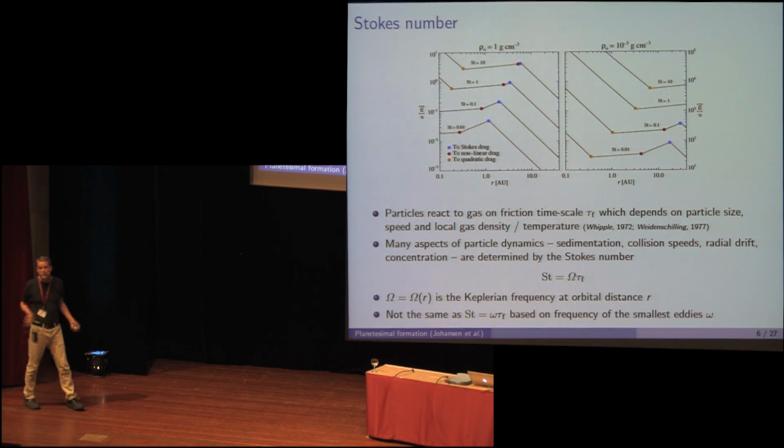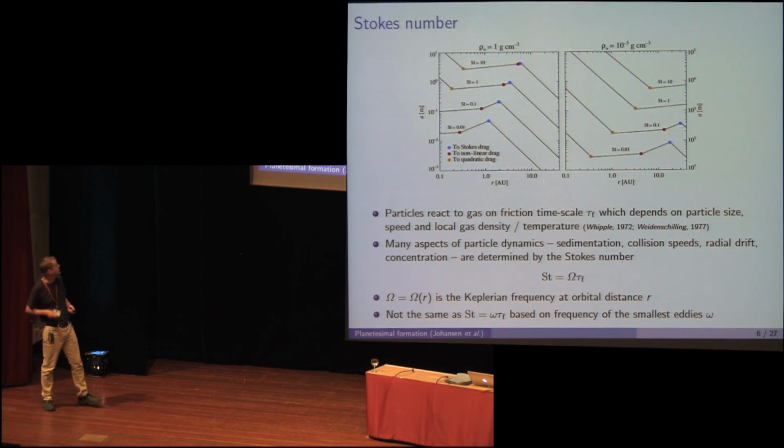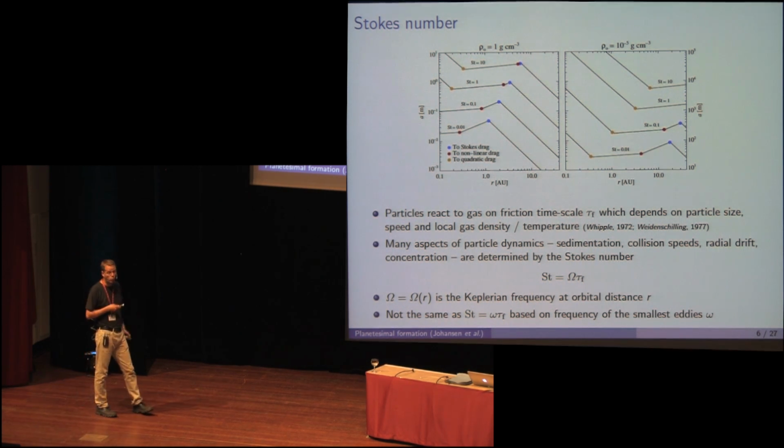But it turns out you don't have to worry so much about friction time; the important number is the so-called Stokes number, which is the Keplerian frequency times the friction time. And many aspects of particle dynamics, actually sedimentation, collision speeds, radial drift, concentration, are determined only by the Stokes number. And then when you find a solution for a given Stokes number, you can reverse engineer and go back and find out what was the particle size corresponding to that Stokes number. That's what I've done here.